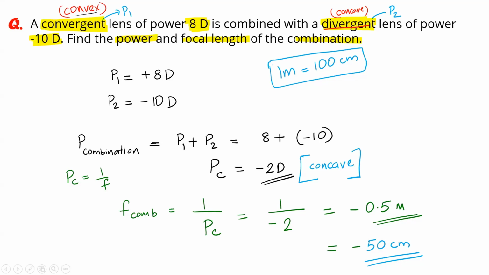So that is the answer. The power of the combination we got is minus 2 diopter, and the focal length we got is minus 50 centimeter, or minus 0.5 meter. The signs are very important. Completed. Any doubts in this? No doubt.